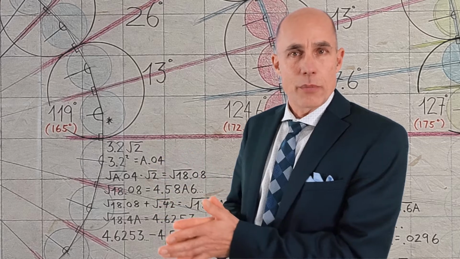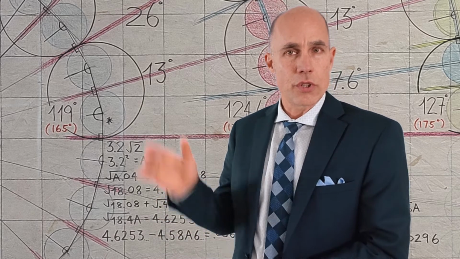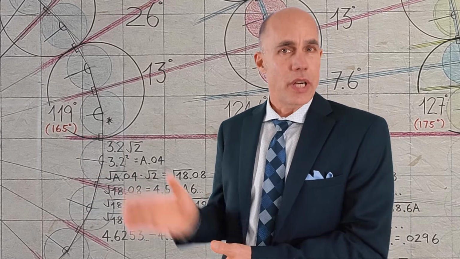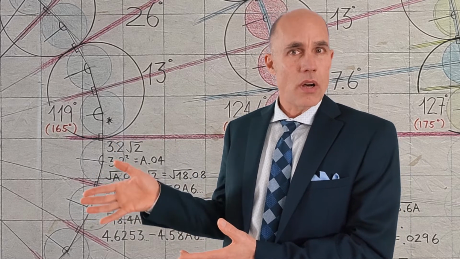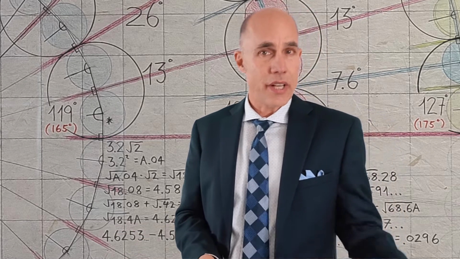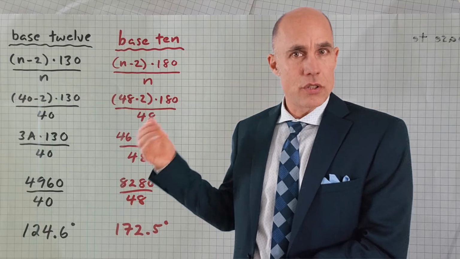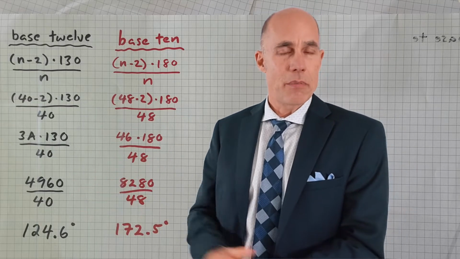So that's basically it. We also went over the interior angles that are created in the small circles. And so for the first ring, again, it was 119 degrees in base 12, which is 165 in base 10. So if we go to the second ring of the diagram, we're going to be using the same formula, n minus 2 times 130 divided by n.